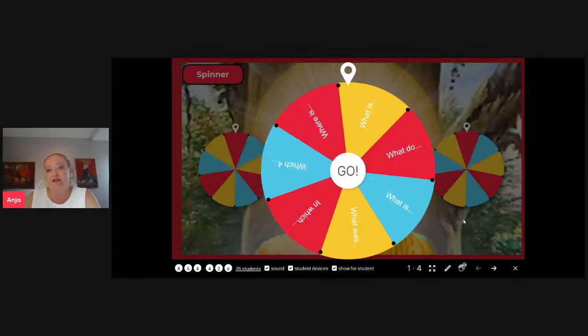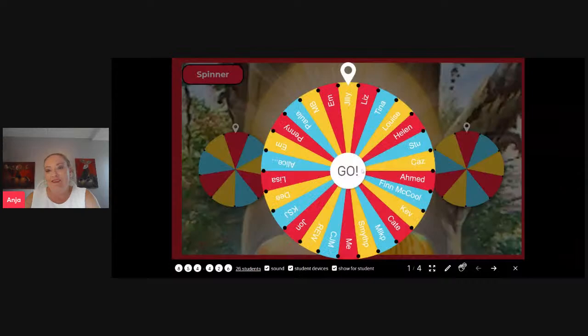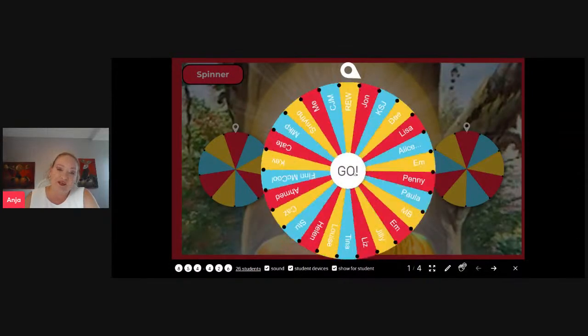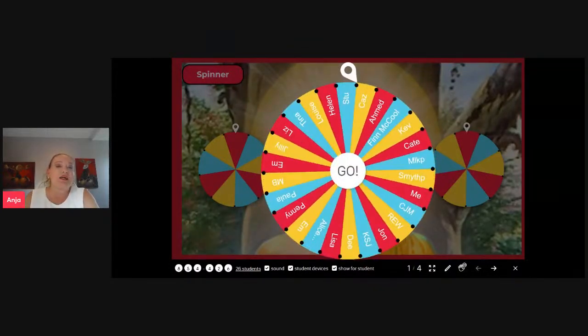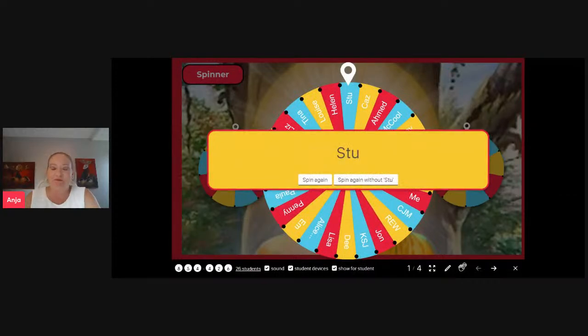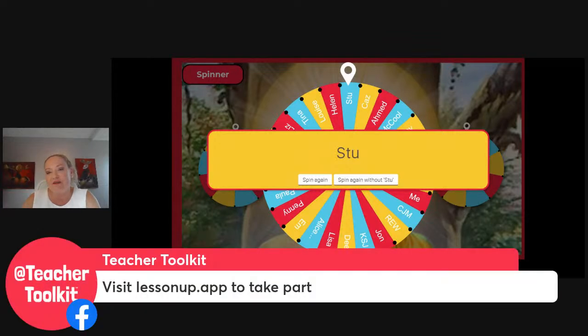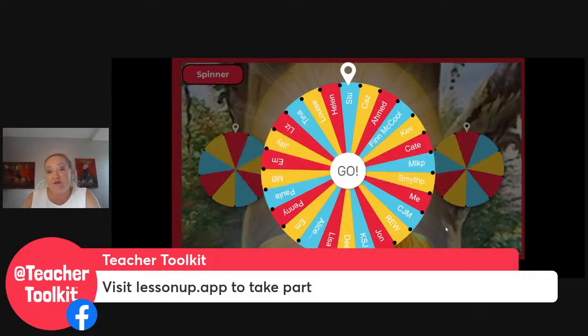Now, then I do another spinner, this one. And here are the names of your students. In this one, I won't bother you with the question. You don't need to answer. But here you see that you can use it in different ways. So I have now 2 spinners, but you can also just use one with only the names.